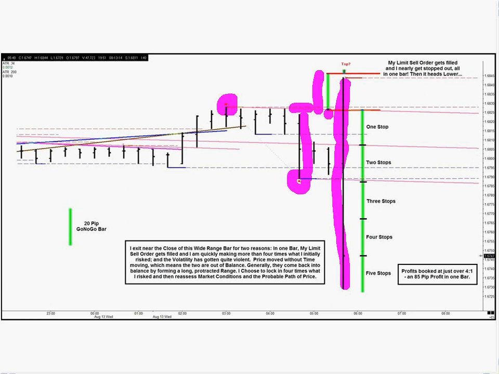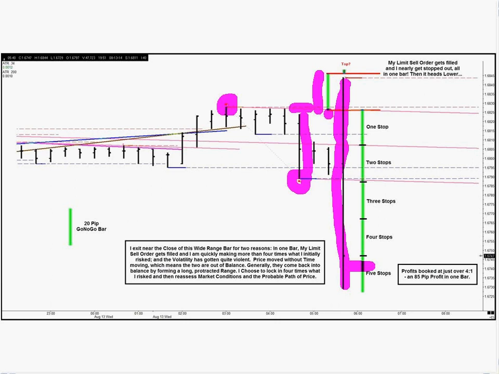So as I see this bar, and I watch the close, I lock in my profits. I take an 85 pip profit in one bar. Do I expect it might go lower? It might. But I've got a little bit over 4-to-1 in one bar. I'm not going to be a pig.